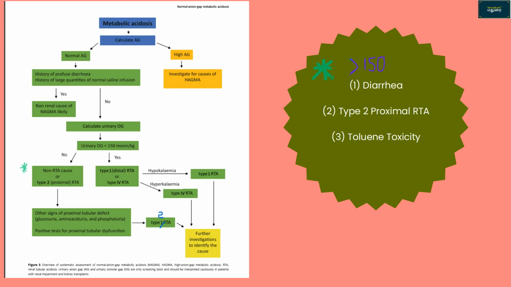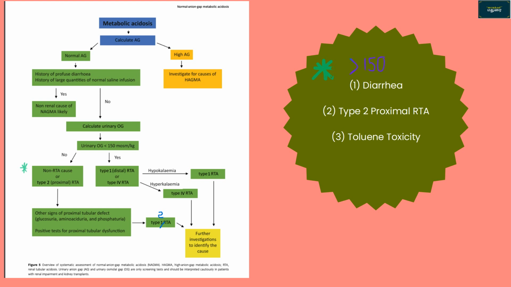Just for completion, when you have a toxic alcohol ingestion situation, the urinary anion gap would be raised, and so would be the urinary osmolar gap. That would be the urinary anion gap and the urinary osmolar gap if we do test for a toxic alcohol situation.